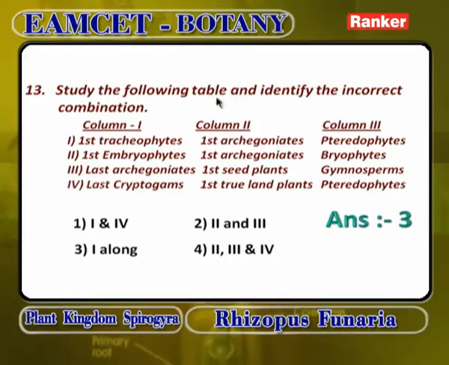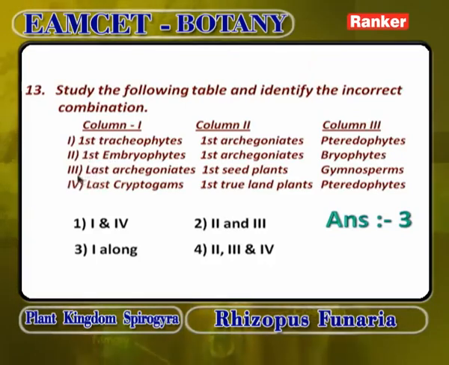Study the following table and identify the incorrect combination. First tracheophytes or first archegoniids, pteridophytes wrong. First tracheophytes is correct, but first archegoniids are bryophytes. Then first embryophytes, first archegoniids, bryophytes, correct. First embryophytes are first archegoniids and they are bryophytes is correct.